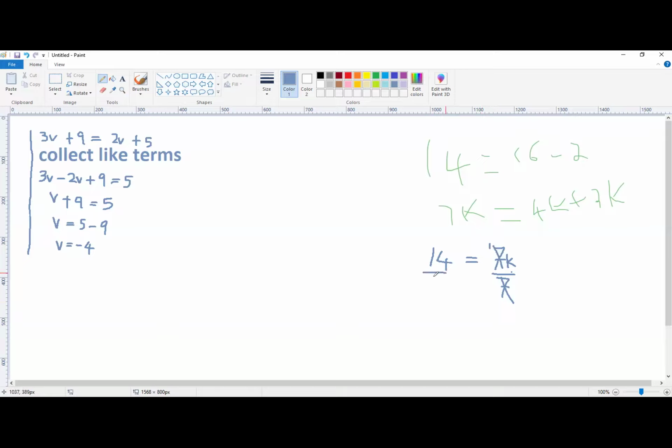And the law of equations is that whatever you do to one side, you must do to the other. So 7 will go into itself one time, and 7 will go into 14 two times, isn't it? Twice. Yeah.